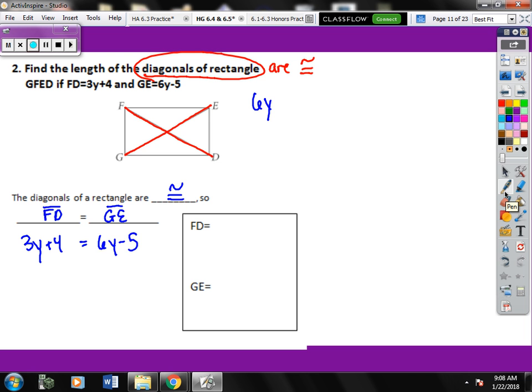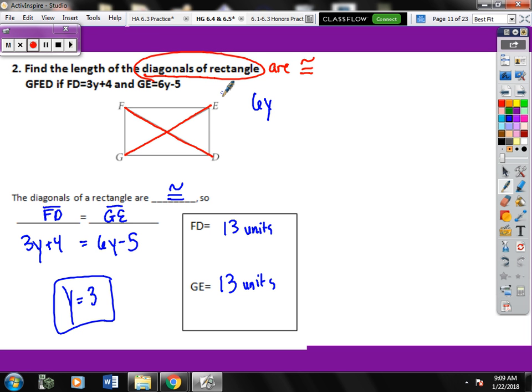You can tell me what they got for y. Someone I haven't heard from today. No? Good. Y is 3. And then who can tell me what they got for FD and GE? They should be the same number. Lexi? 13. 13. Very good. They didn't tell us what units, so you can either write units or you could just leave it blank. I won't take off points if they don't give it to you. If somewhere it said feet, you want to make sure you put feet or inches.